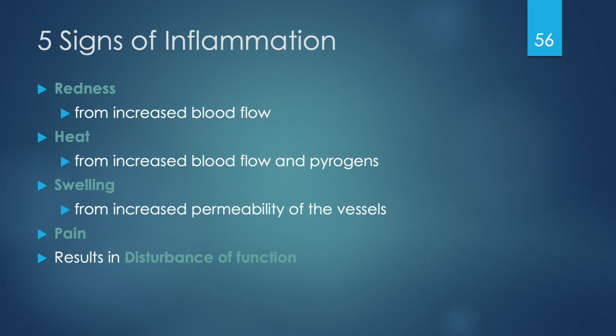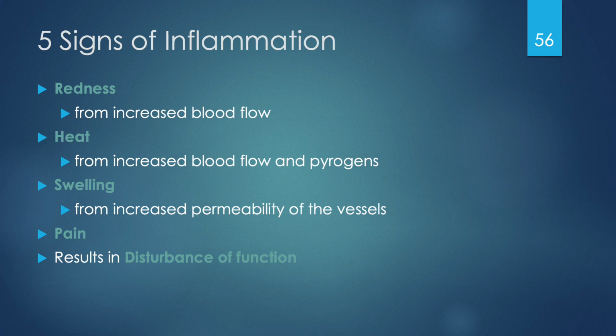We discussed this in a previous lecture, but there are 5 cardinal signs of inflammation. You might sometimes see this in your text as actually being 4 cardinal signs of inflammation, because the last one is that all 4 of those signs result in a disturbance of function. So that could be considered the 5th sign if they're asking you for 5 signs. So the 4 signs would be redness, heat, swelling, and pain.